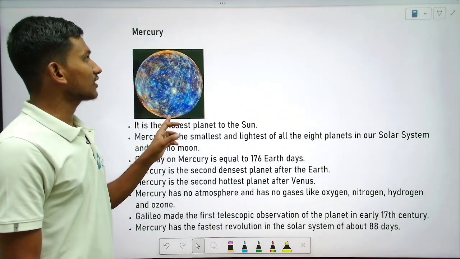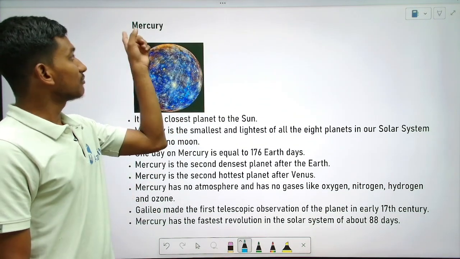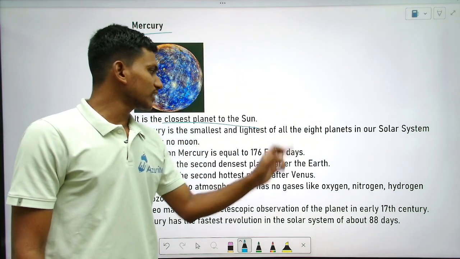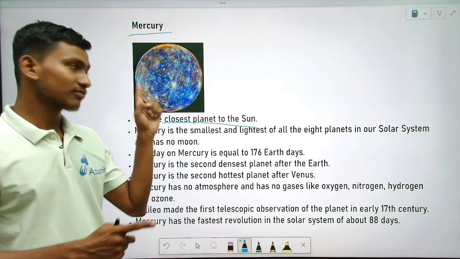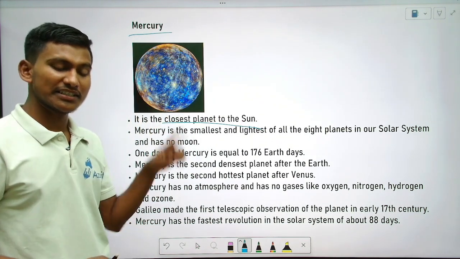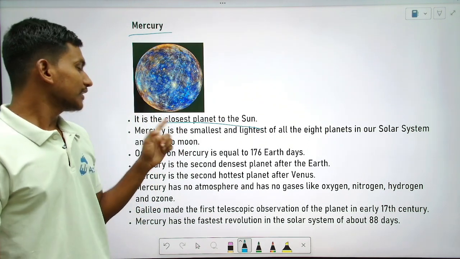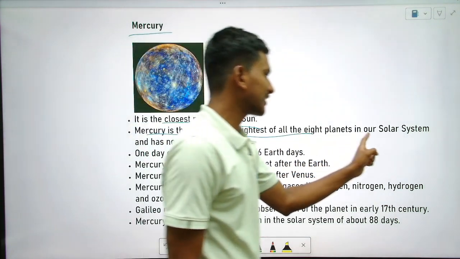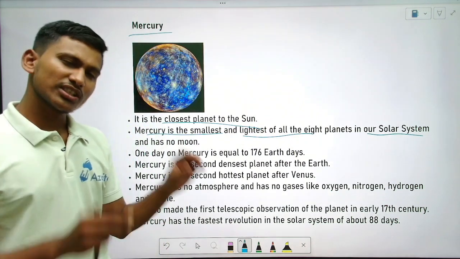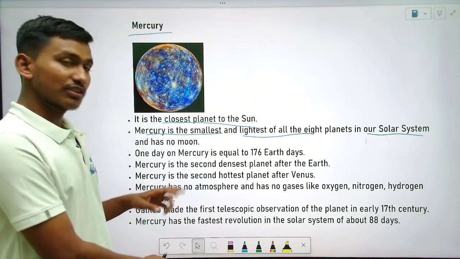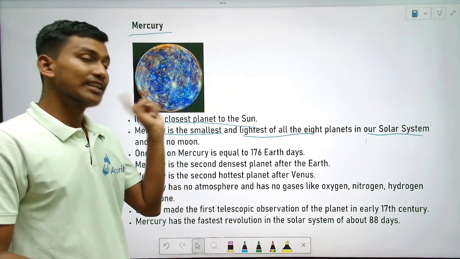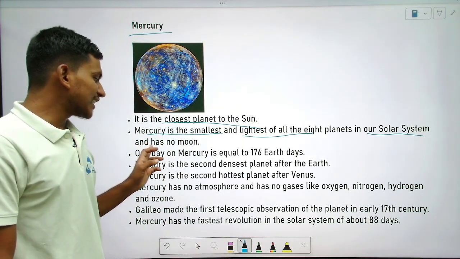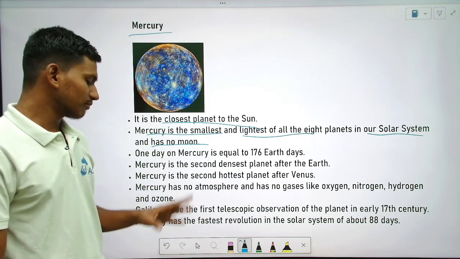Yes. So now let us see Mercury. Okay, so it is the closest planet to the sun. First planet is what? The Mercury only, right? This is the Mercury planet. Mercury is the smallest and lightest of all the 8 planets in our solar system, right? So this is the smallest planet we have seen in the solar system. Smallest planet is which? Mercury. And there is no moon for Mercury.